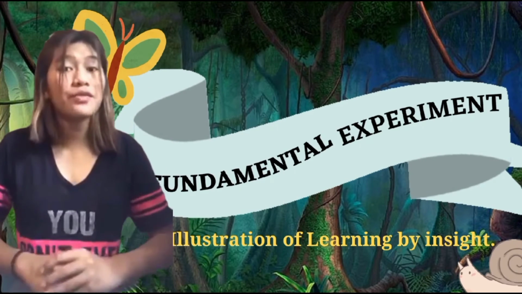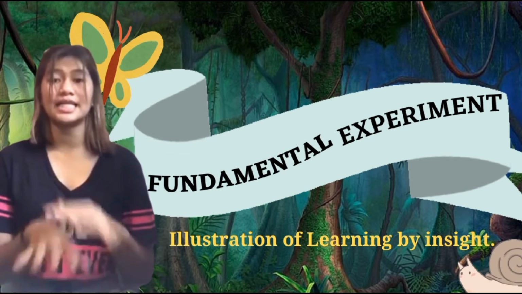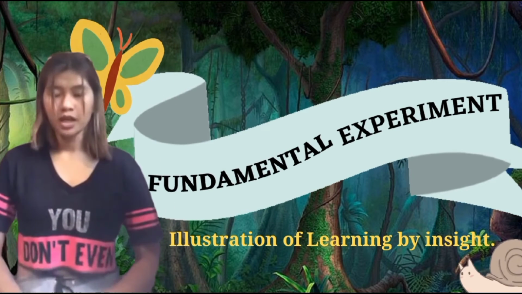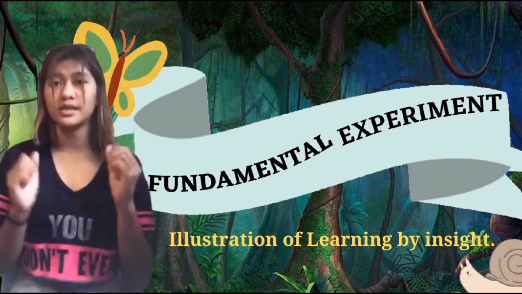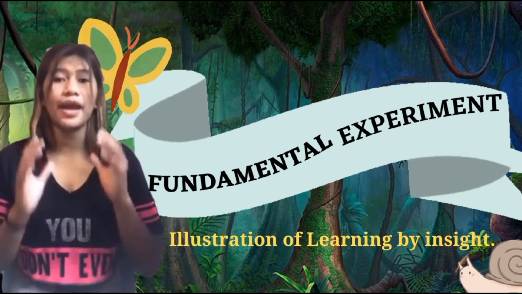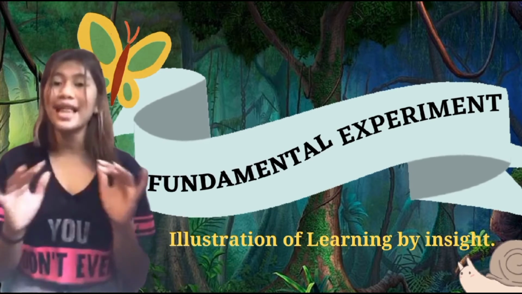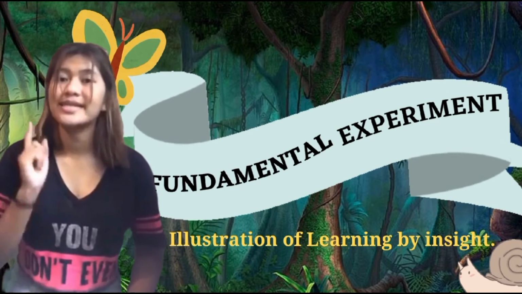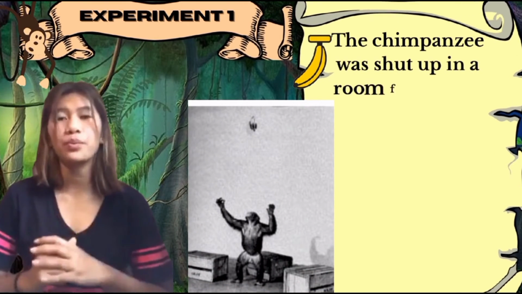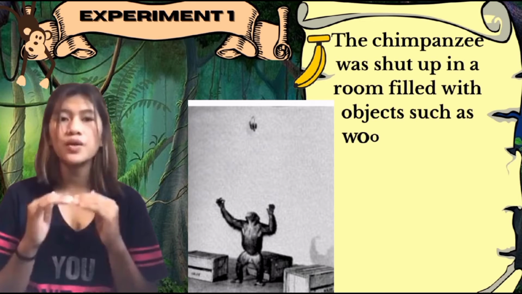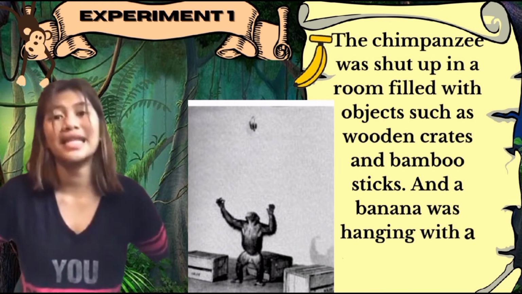So now I am sharing to you the experiments he conducted. This fundamental experiment is the illustration of learning by insight. He used chimpanzees because their brains closely resemble those of humans, and he believed that he would likely be able to observe human traits from them and gain knowledge on the nature of intelligent acts through these animals. The experiment started with the chimpanzees shut up in a room filled with objects such as wooden crates and bamboo sticks, and a banana hanging on a string from the ceiling.